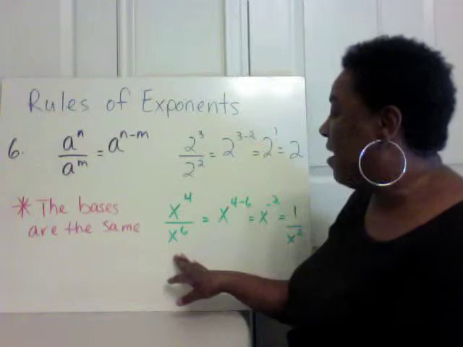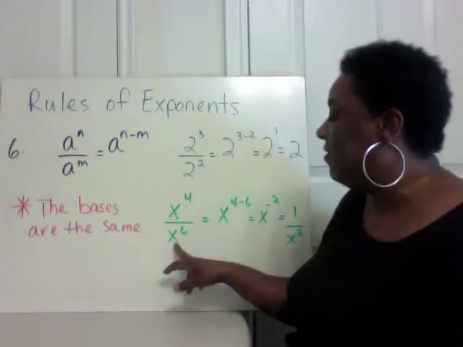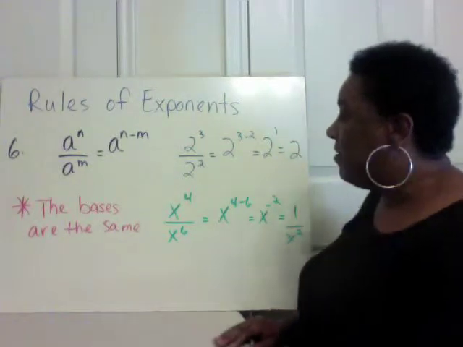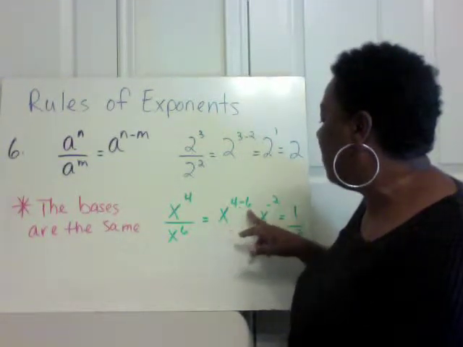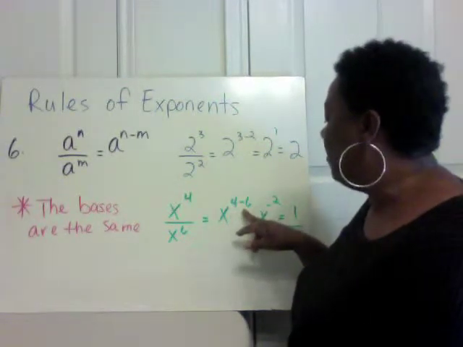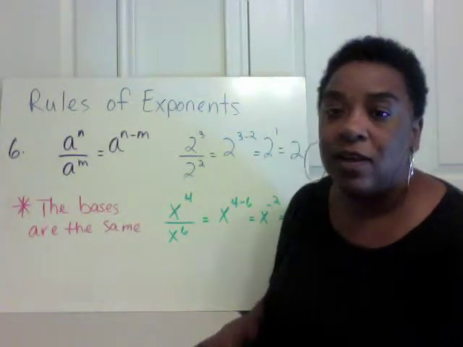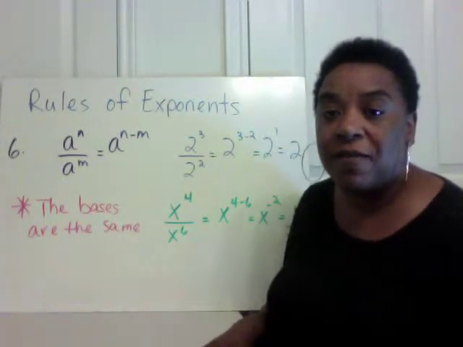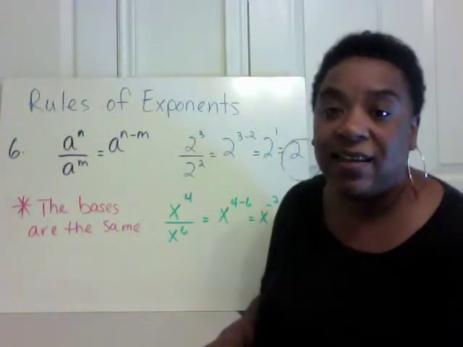In this next example, I have x to the power of 4 divided by x to the power of 6. That gives us x to the power of 4 plus negative 6. When we add 4 and negative 6 together, we get x to the power of negative 2. We don't leave negative exponents in our final answer, so our final answer is 1 over x squared.